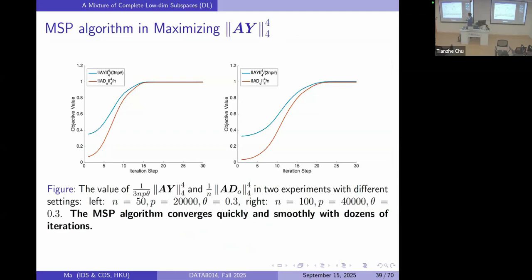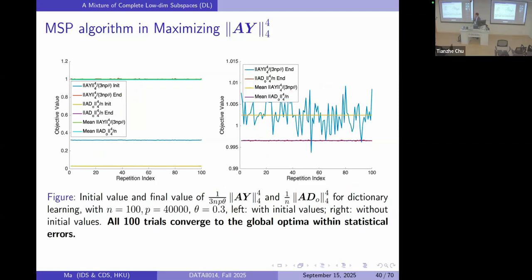You can see that in this iteration, with 50 dimensions, 100 dimensions, the number of iterations takes about a dozen to converge. 就12次迭代，非常快。 So in experiments it always converges to the global optimum. We don't know why.